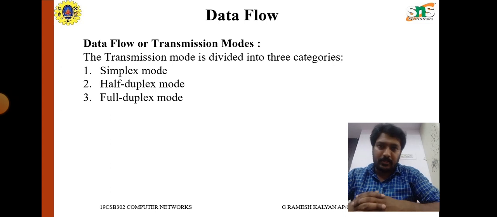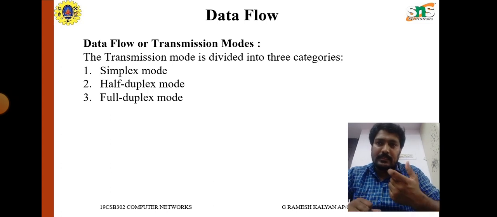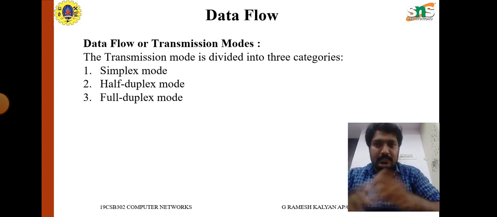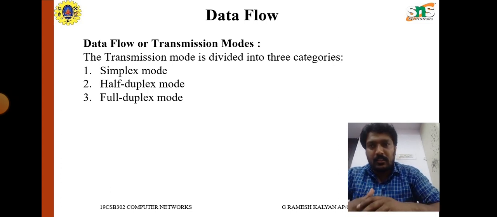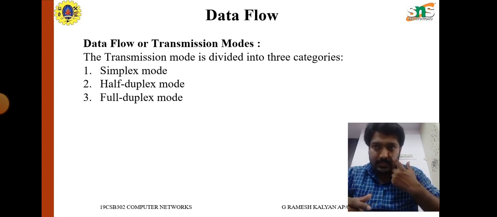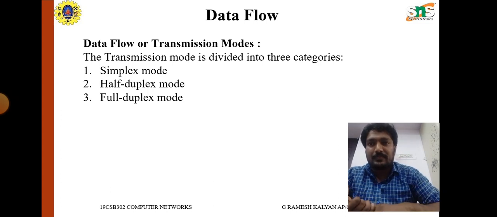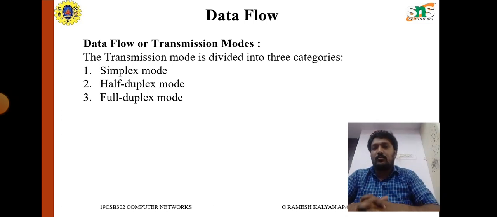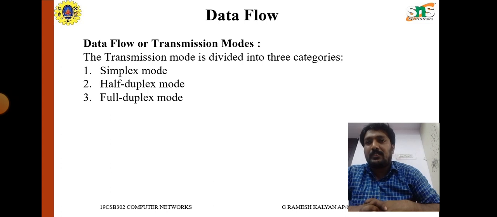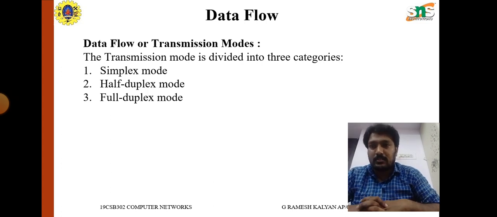As we saw previously, a message is being sent from a sender to a receiver process. Data flow is the process by which this message is sent from a sender to a receiver, using which medium or mode. These data flow transmission modes are the modes by which data is sent, or used for communication. We have three types of transmission modes: simplex mode, half duplex mode, and full duplex mode.